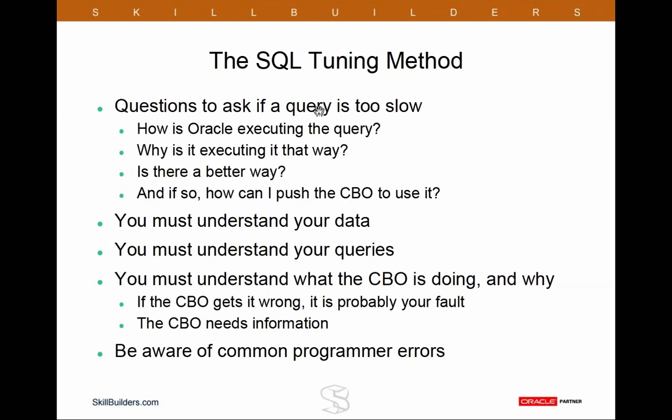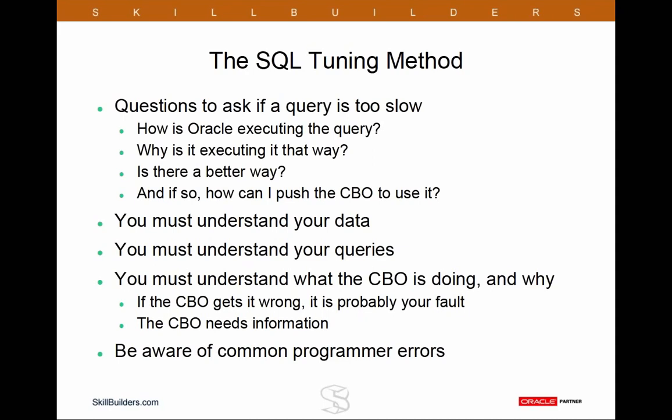If a query is too slow, again, it's a business problem. Don't get into that compulsive tuning disorder thing. What you want to ask yourself is, how is Oracle executing the query? John's going to show us how to do that momentarily. Then, why is Oracle executing it that way? That can be a big learning curve. Is there a better way? If so, can I tell the optimizer to use it?